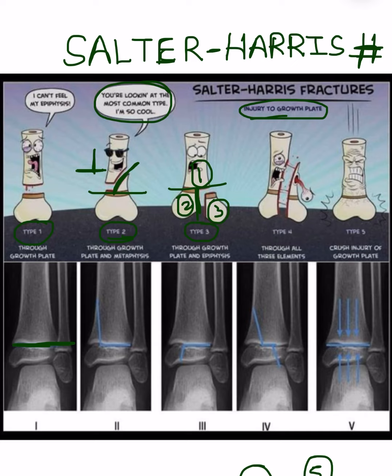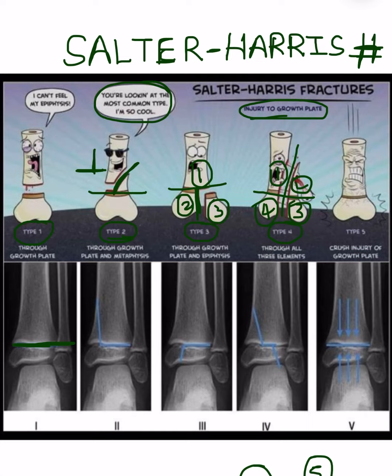And we have type 4. In type 4, we again have 2 fracture lines, but the fragments are 4. When we have 4 fragments, then it is type 4. One line is through the growth plate, dividing the metaphysis and epiphysis, and the vertical line is longer and separates both the metaphysis and epiphysis. So we have 4 segments: 1, 2, 3 and 4. So 4 segments are seen in the type 4 Salter-Harris fracture.